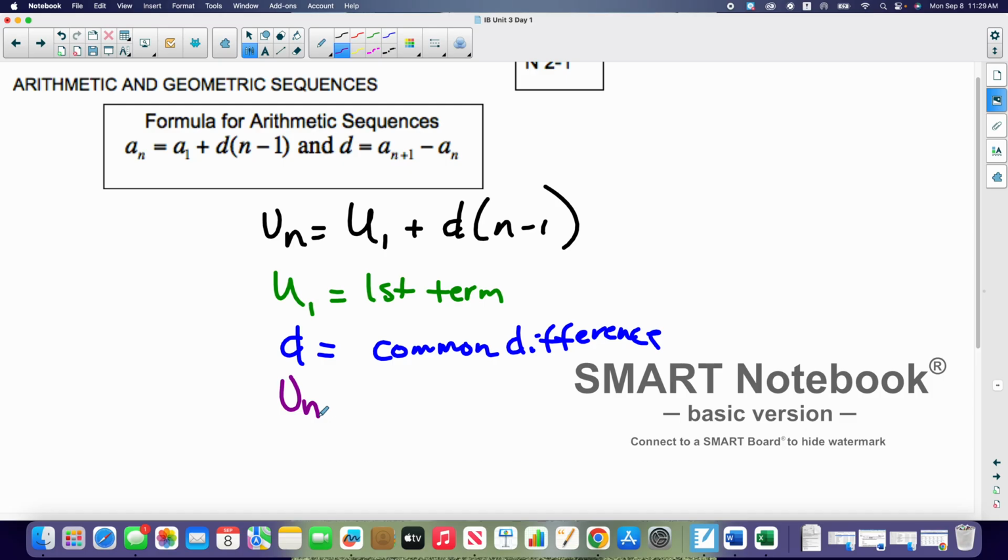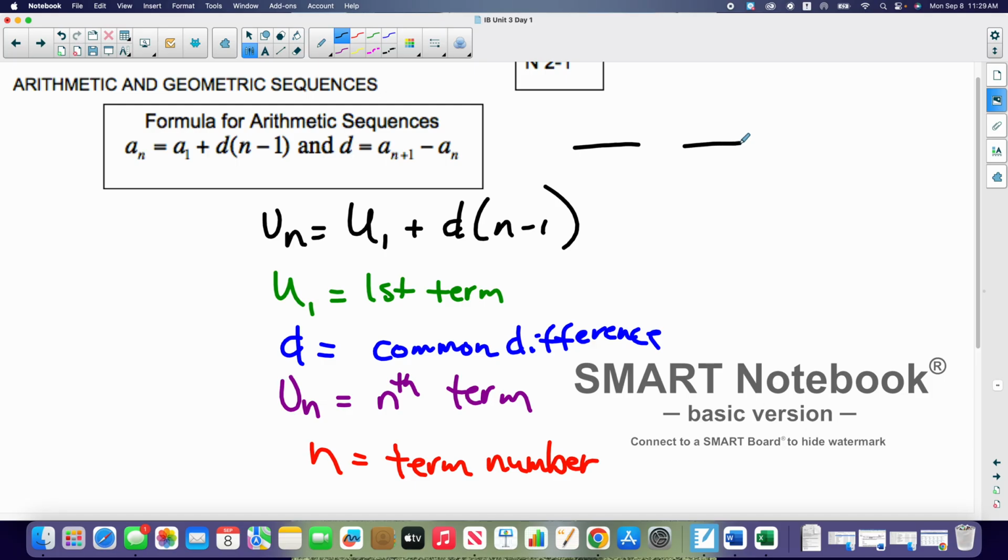I'm going to write them out and then we'll talk about them. UN is the nth term, is how we refer to that. And then N is the term number. Okay? So UN is the nth term, and N is the term number.